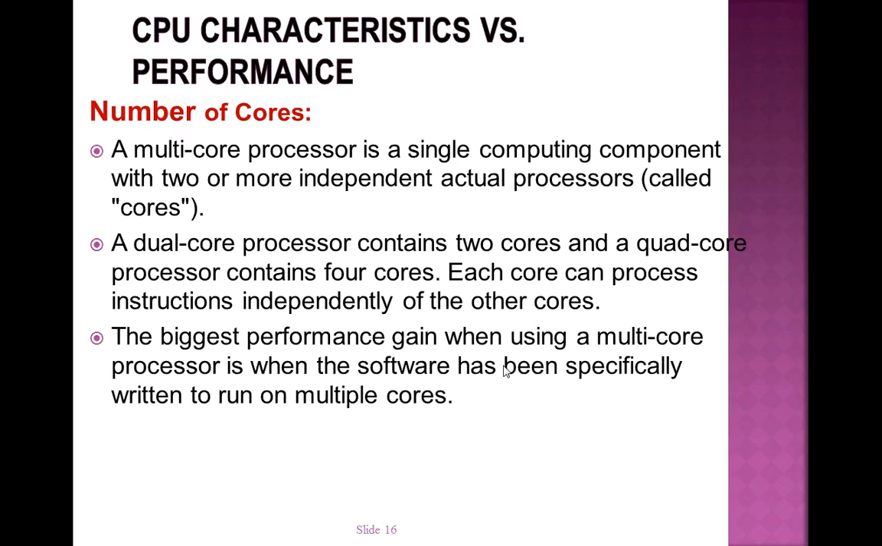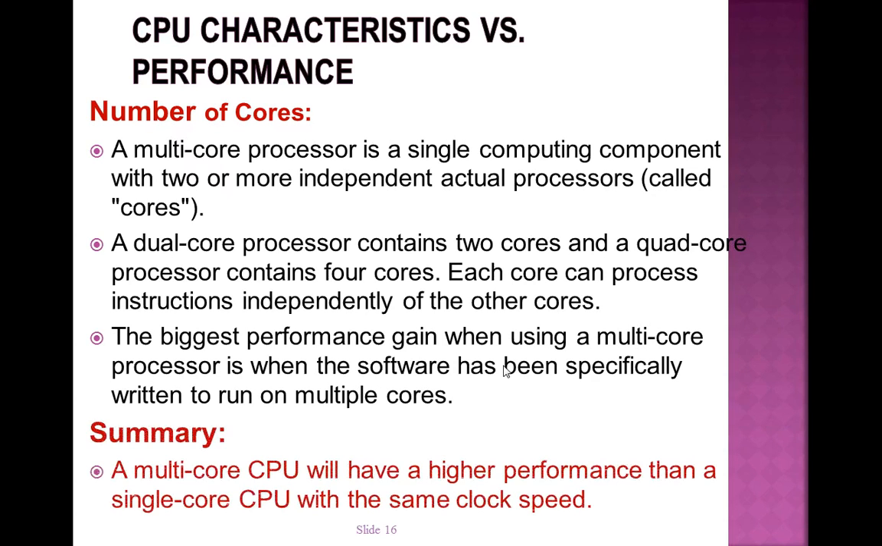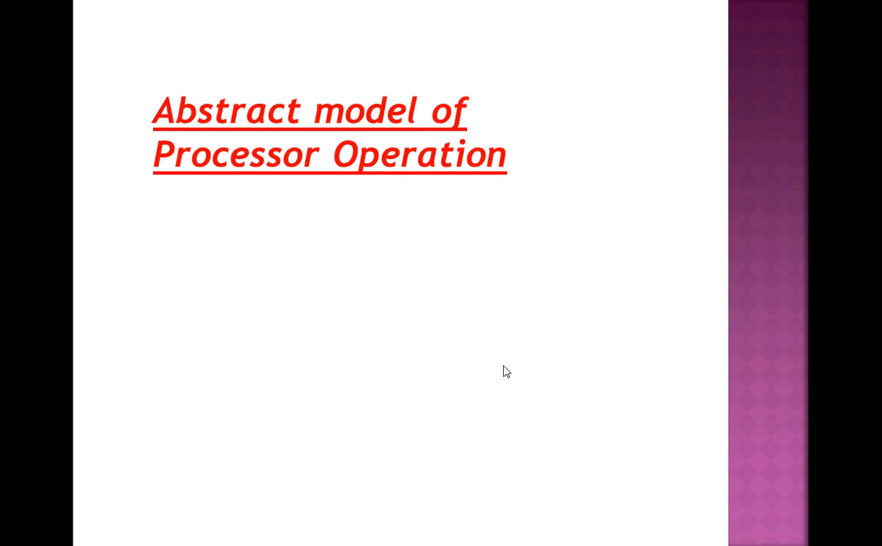The biggest performance gain when using a multi-core processor is when the software has been specifically written to run on multiple cores. Summary: a multi-core CPU will have a higher performance than a single-core CPU, with the same clock speed, same resources, everything the same.